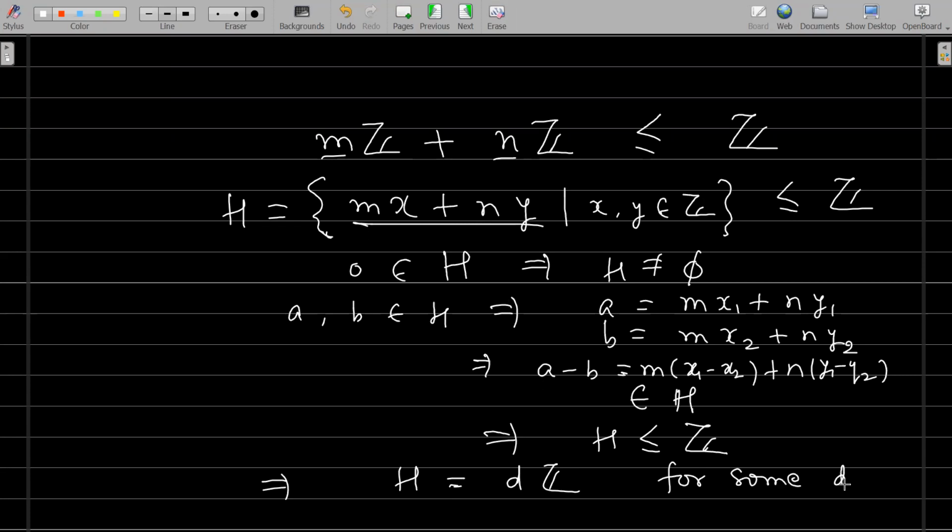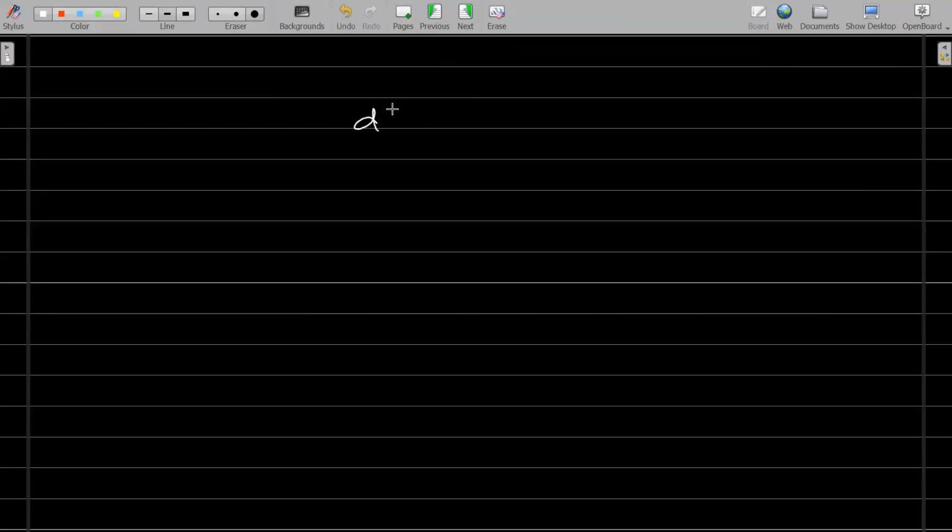For some D. In fact, D will be positive, right? It can't be 0 because I will assume that M and N are not both 0. So D will be positive, so I get H is of the form some DZ, which means I have got DZ equal to MZ plus NZ.